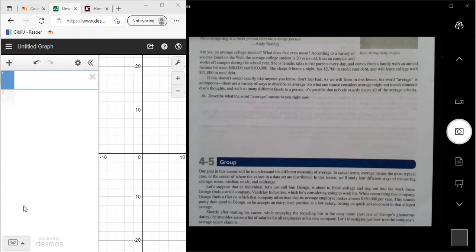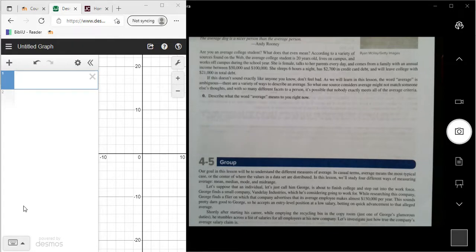Let's suppose that an individual, let's just call him George, is about to finish college and step out into the workforce. George finds a small company, Vandelay Industries, which he's considering going to work for. While researching this company, George finds a flyer on which that company advertises that its average employee makes almost $150,000 per year. This sounds pretty darn good to George, so he accepts an entry level position at a low salary, betting on a quick advancement to that alleged average.